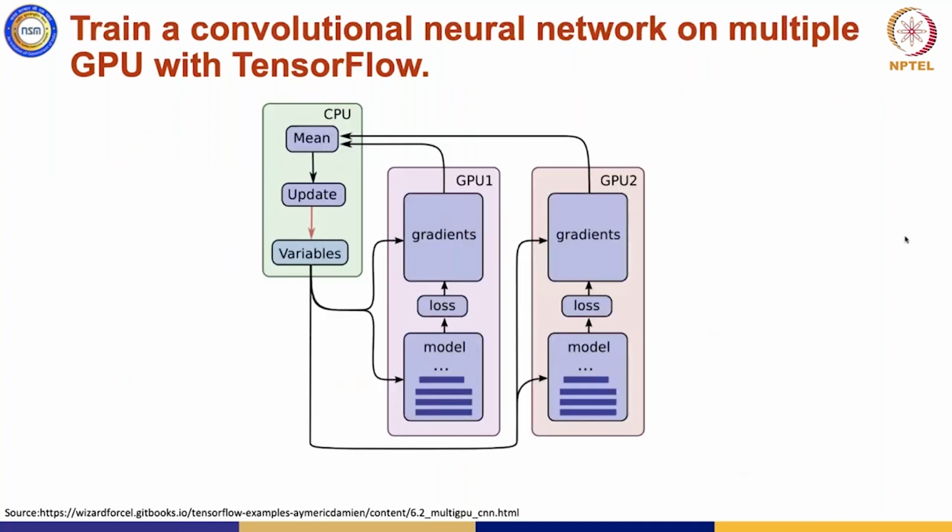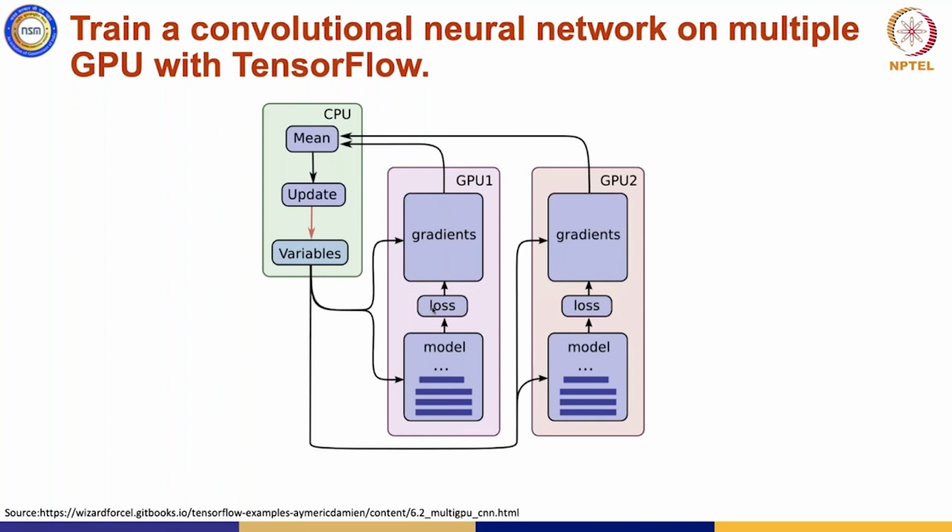Okay, so now if you are trying to train a convolutional neural network on multiple GPUs with TensorFlow, this is how it is going to happen. You have your CPU, and the CPU has to be the master, and then you have these co-processors which are your GPUs. So what is happening when you try to develop a convolutional neural network, or for that matter any neural network, is that you will have gradients, losses, weights, and all of this, right?